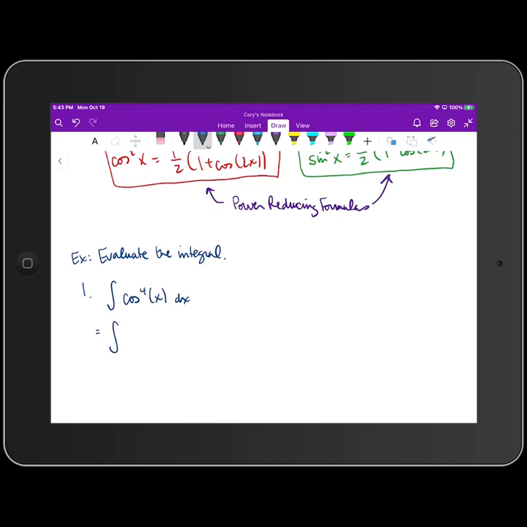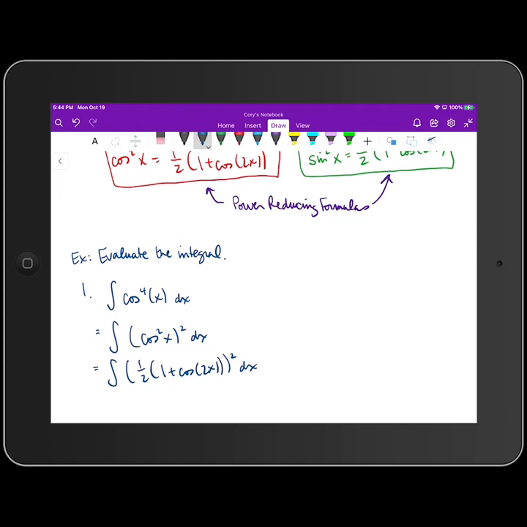When we look at this function, we can rewrite the cosine of x to the 4th power as cosine squared of x, quantity squared. Then we can use our power reducing formula to replace cosine squared with 1/2 times 1 plus the cosine of 2x. And then we're squaring that and integrating it with respect to x.